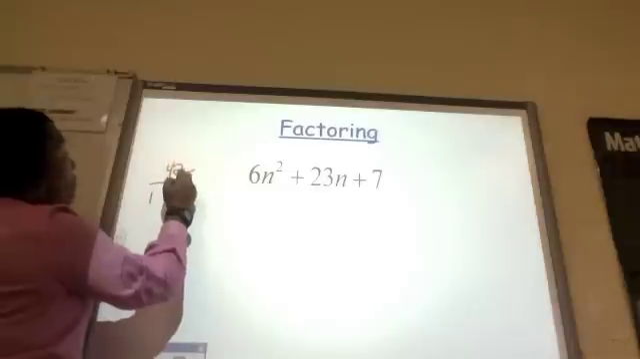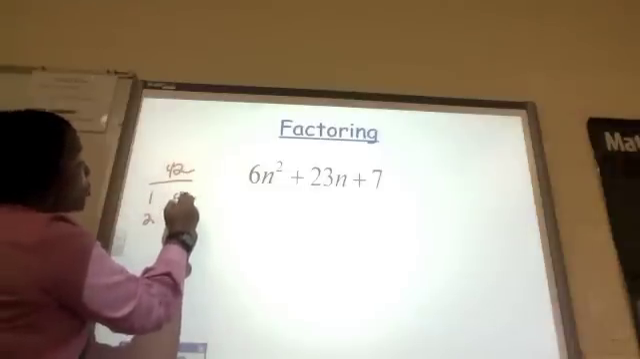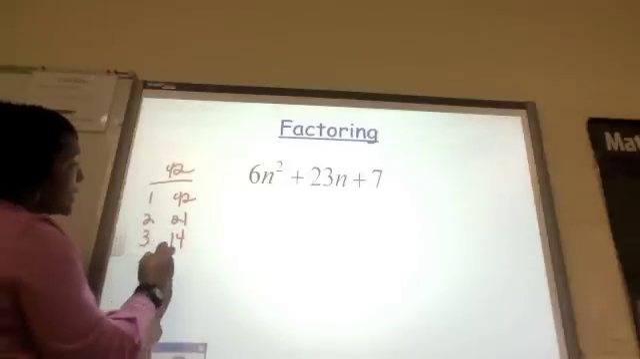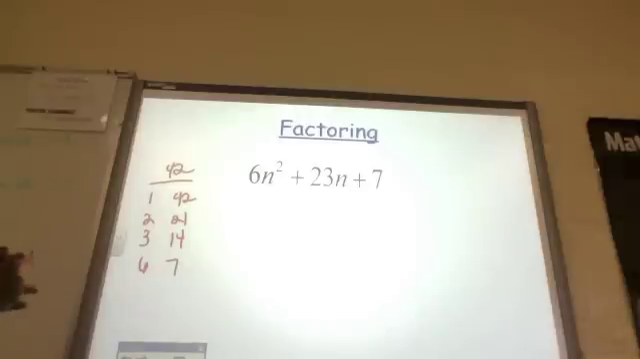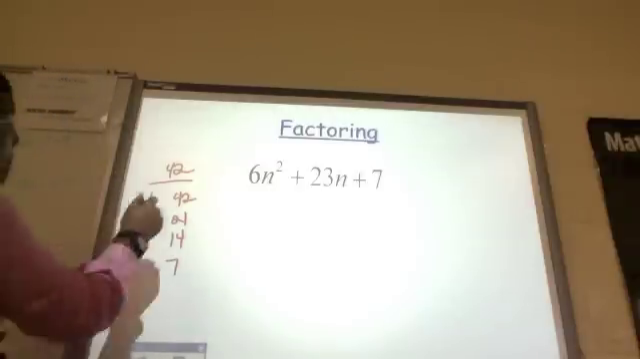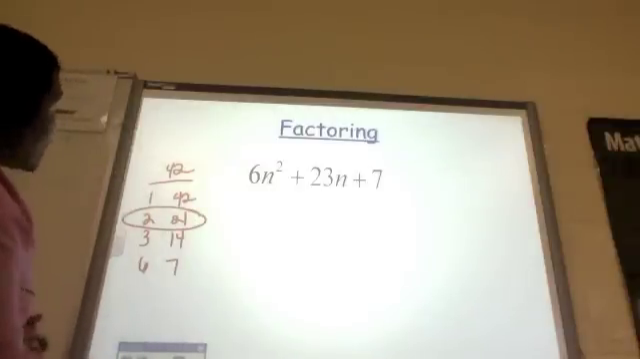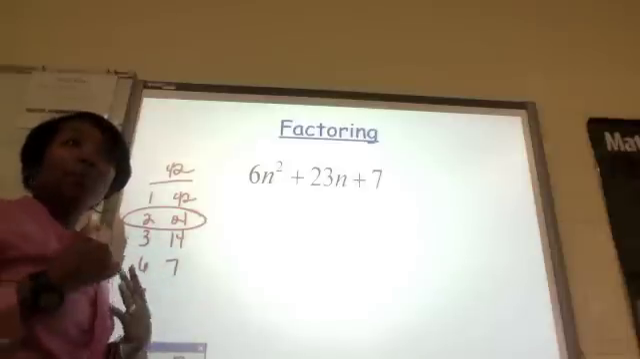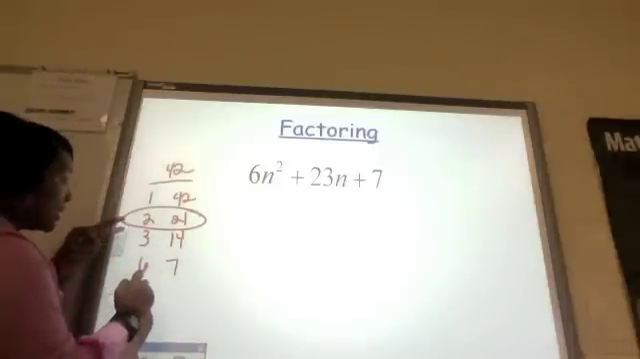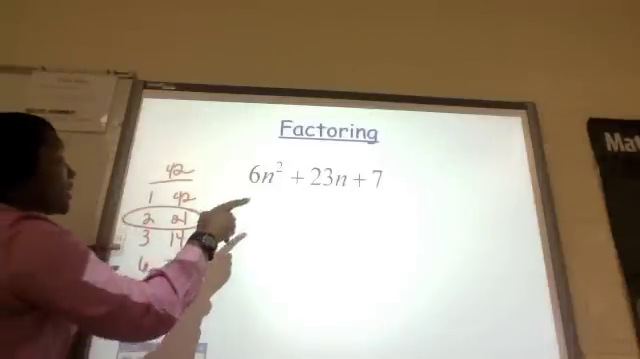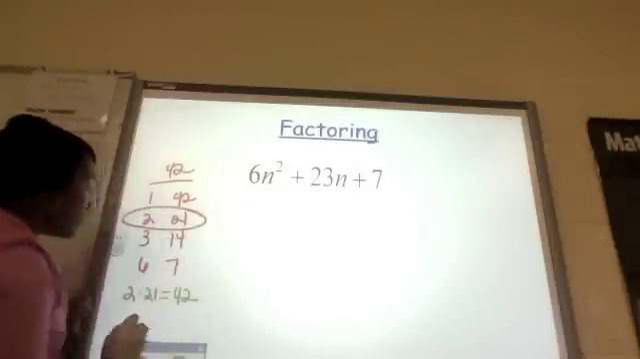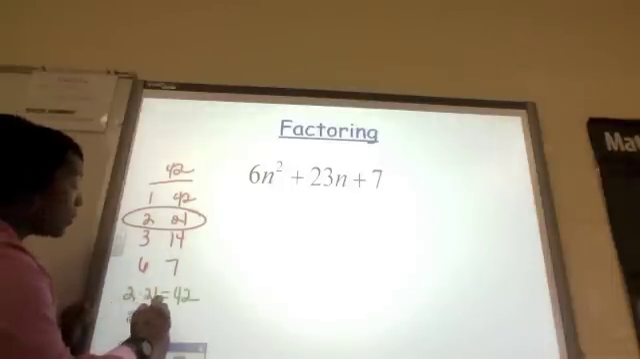List the factors. I have 1 and 42, 2 and 21, 3 and 14, 6 and 7. Okay, which 2 am I going to use? That will give me a positive 23. Okay, I can use 2 and 21. 2 times 21 is going to give me 42, which is what I need. As well, how will I get a positive 23? 2 plus 21.